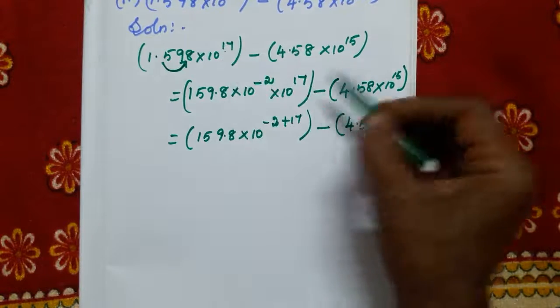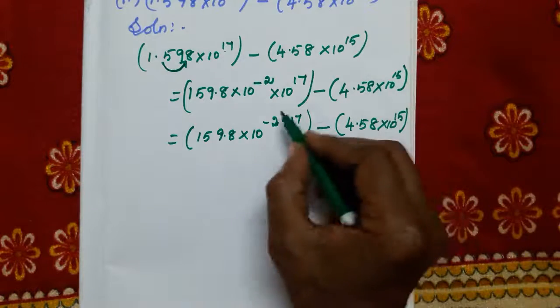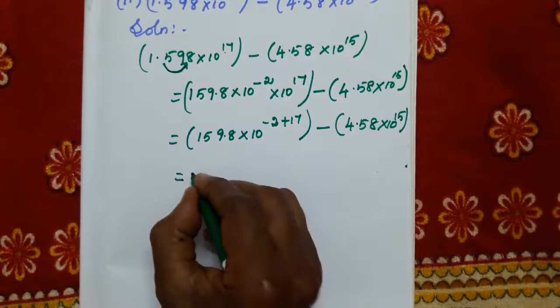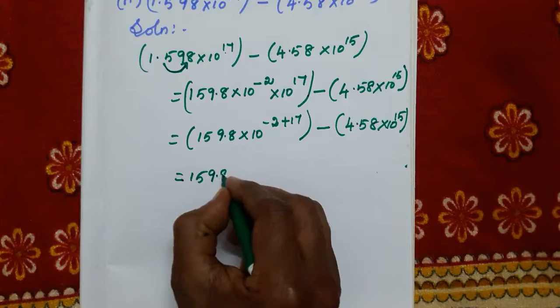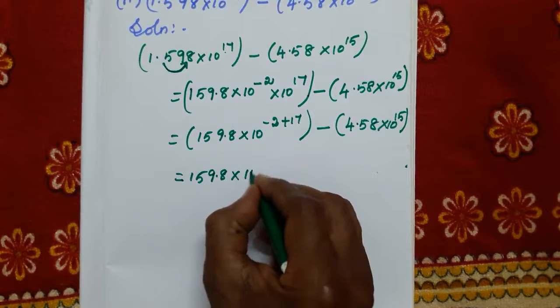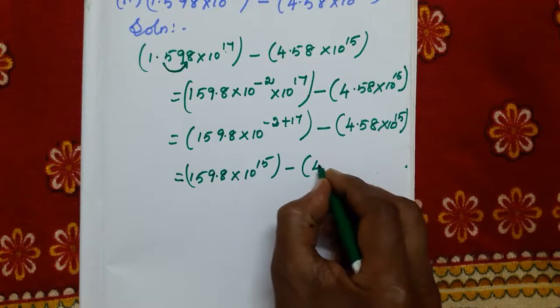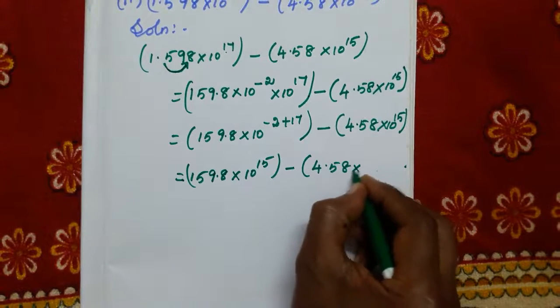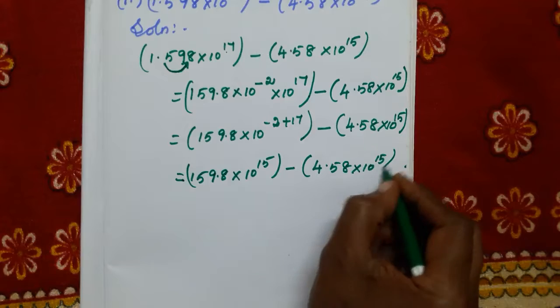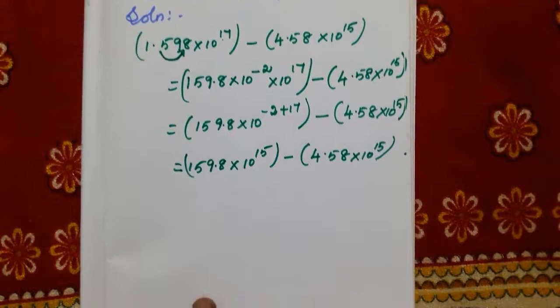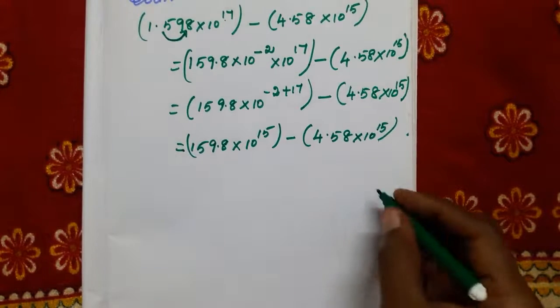The same 10 power 17. When we are adding both, what we are getting? 159.8 into 10 power 15 minus 4.58 into 10 power 15. When we are subtracting, what are we getting?